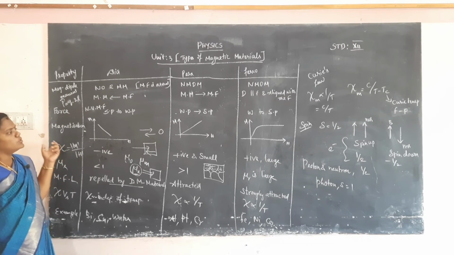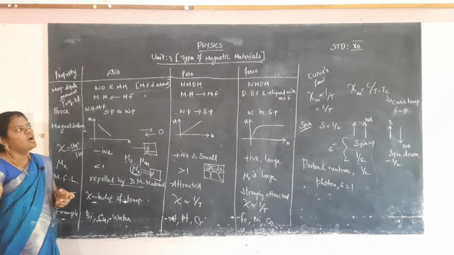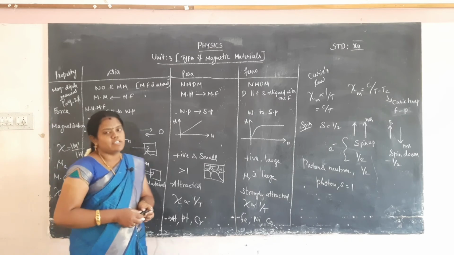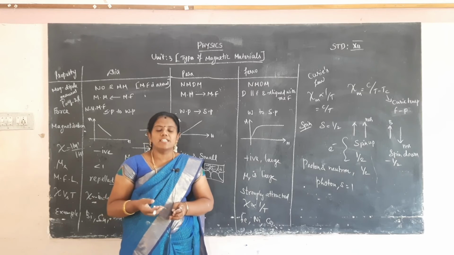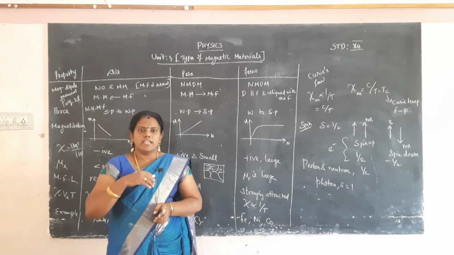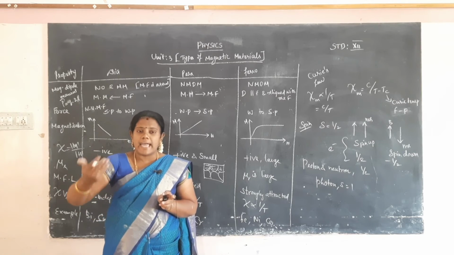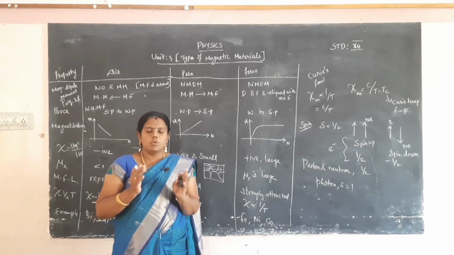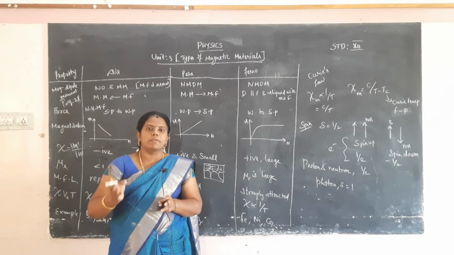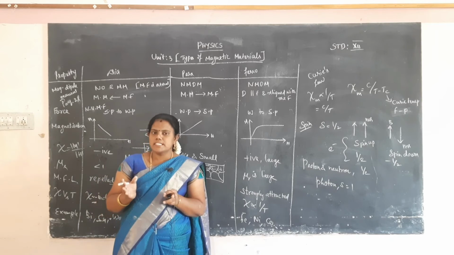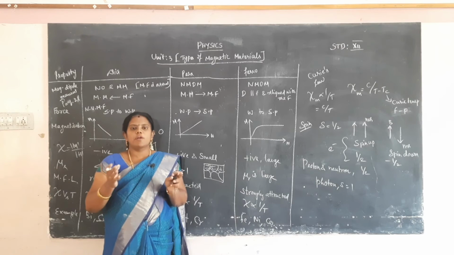Okay, so you have to make one table to learn the dia, para, and ferromagnetic properties. Next, I will explain the Meissner effect. The Meissner effect explains the superconducting state. In the superconducting state, a conductor becomes a superconductor and acts as a diamagnetic material, due to the presence of the Curie temperature. At a particular temperature, the superconductor is converted into a diamagnetic material. That is called the Meissner effect.